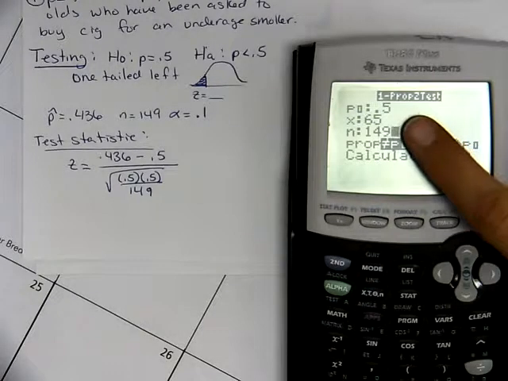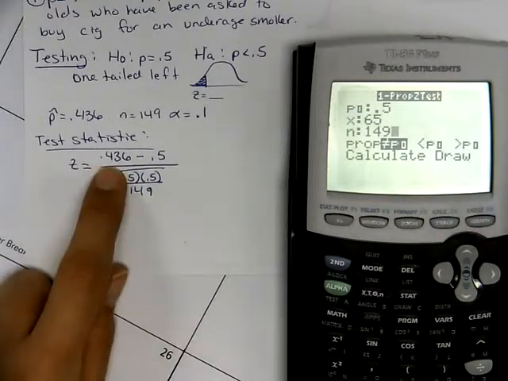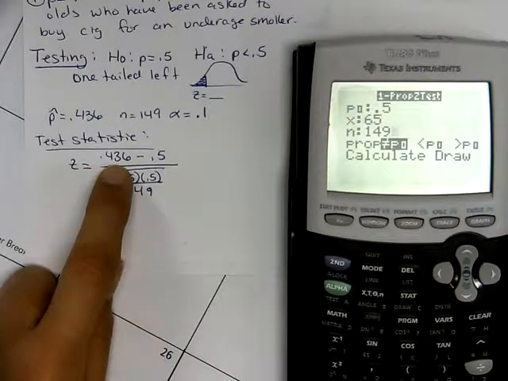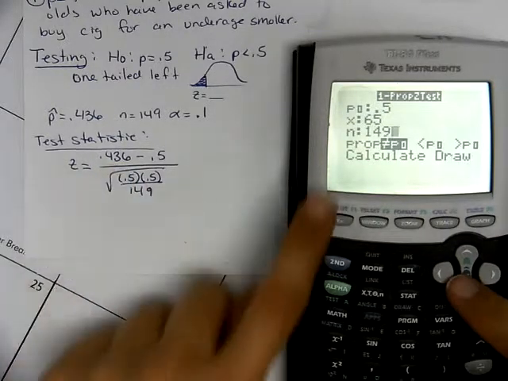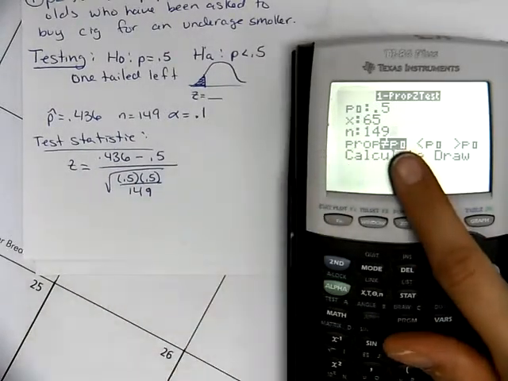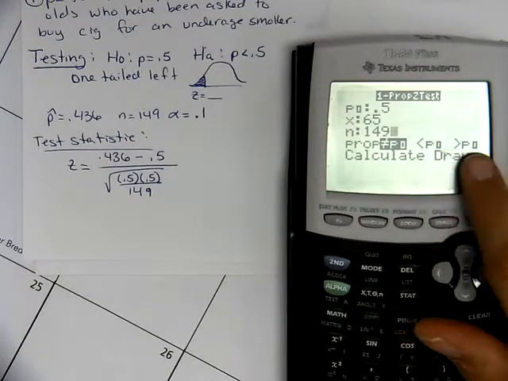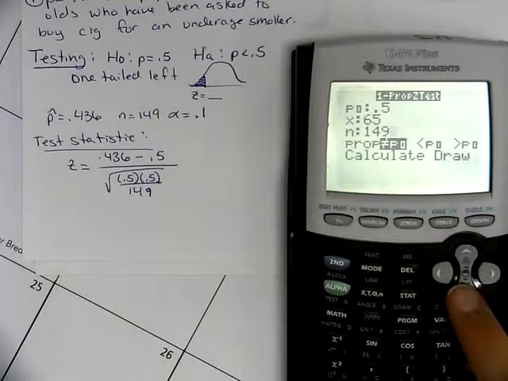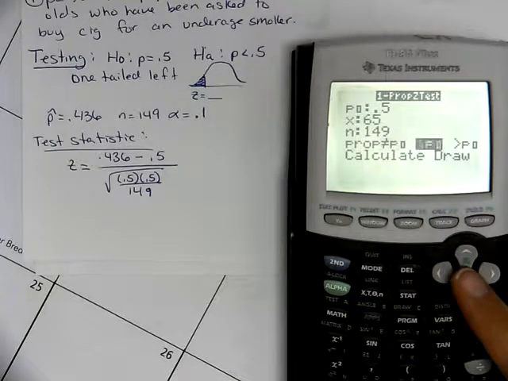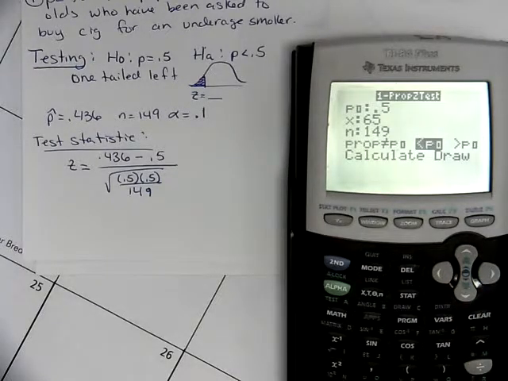Okay, so if it doesn't give you an x, just put in the decimal and multiply it by your n value, and then round up. Now, this is your Ha. It says prop and then not equal, less than. So we're doing a less than, so you go over to less than and highlight it.